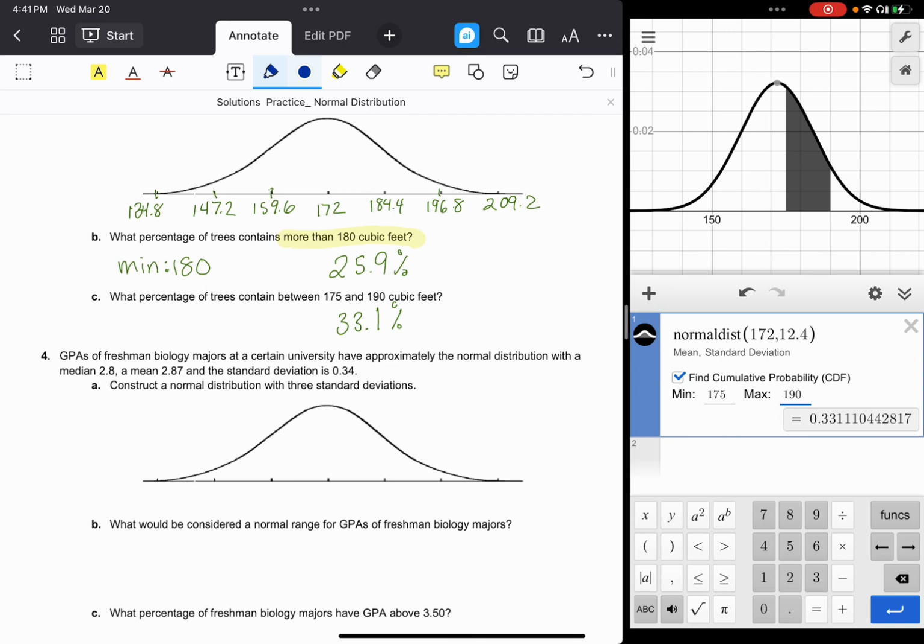We are looking at the GPA of freshman biology majors at a certain university, which have approximately a normal distribution. The median is 2.8, the mean is 2.87, and the standard deviation is 0.34.